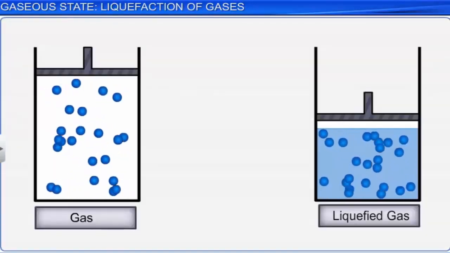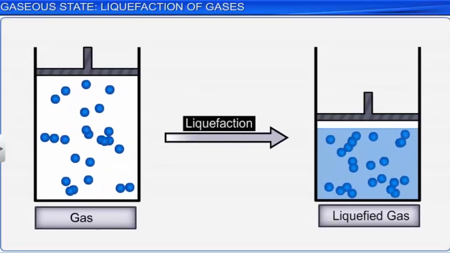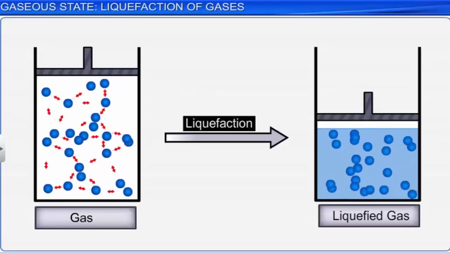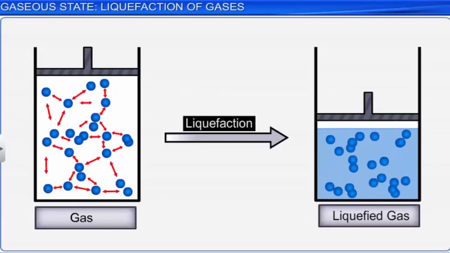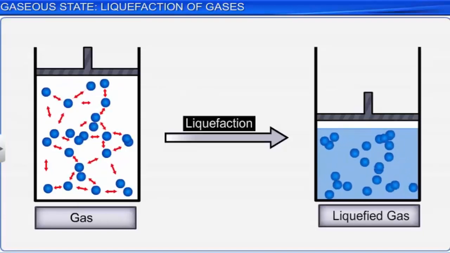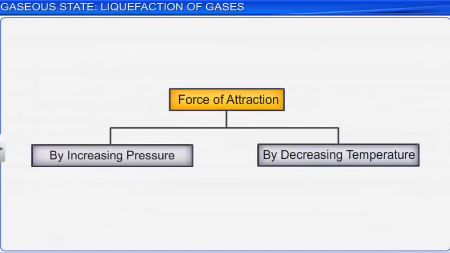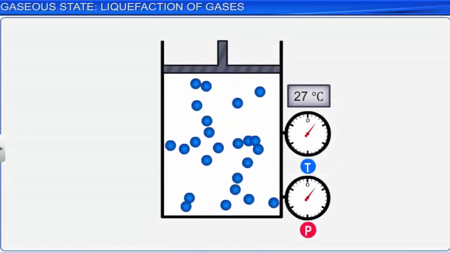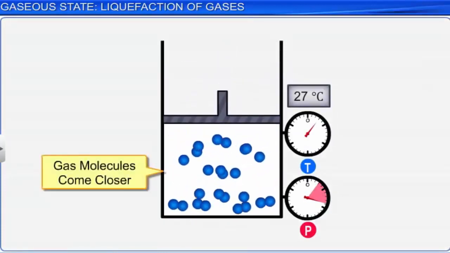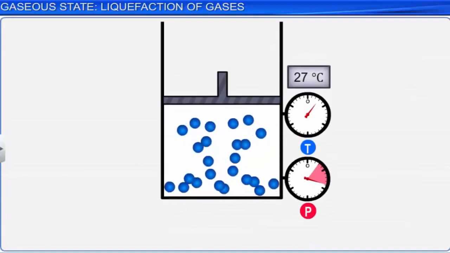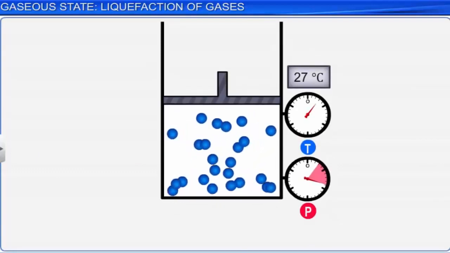A gas can be converted into a liquid through a process called liquefaction. Liquefaction of a gas can occur only when the intermolecular force of attraction between the gas molecules are increased. So, how do we increase the force of attraction? It can be increased in two ways. The first method involves an increase in pressure of the gas at room temperature. When we increase the pressure, the gas molecules come closer to each other. This results in an increase in the intermolecular forces of attraction between the molecules, which leads to the liquefaction of gases.